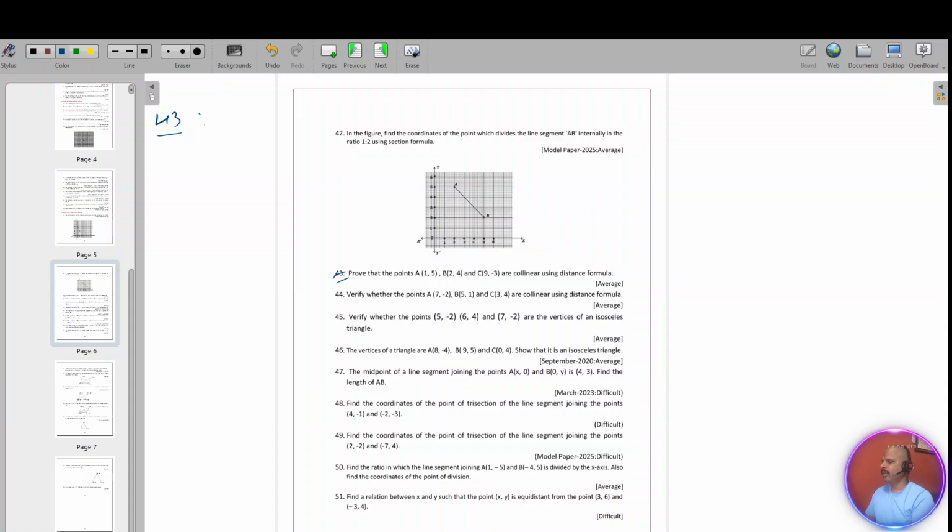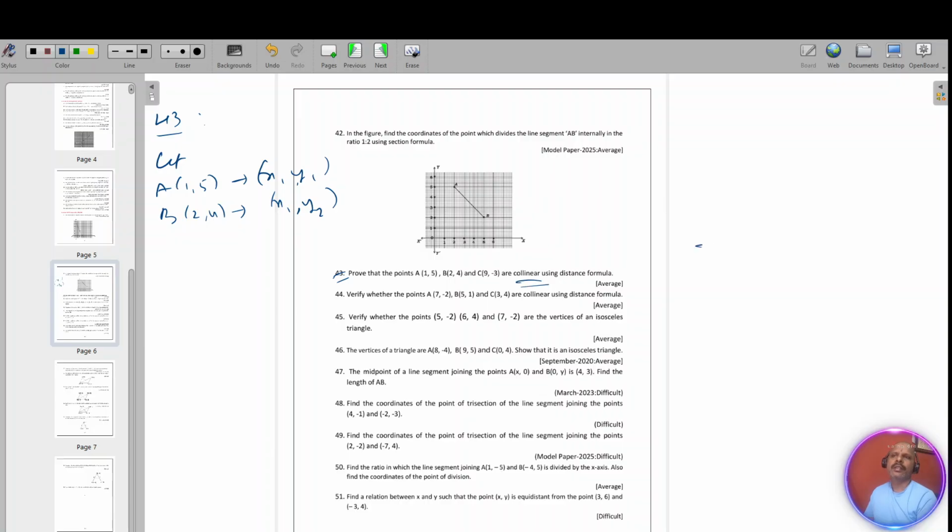43rd. What are the points they have given? Take those points A, B, C. Let A of 1 comma 5 be x1 y1, B of 2 comma 4 be x2 y2. What you have to do here is a concept. I'll explain and you can solve.